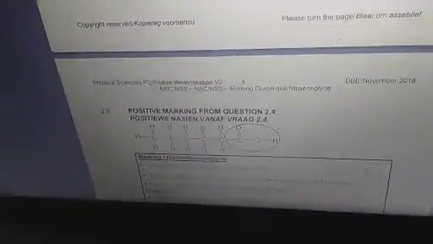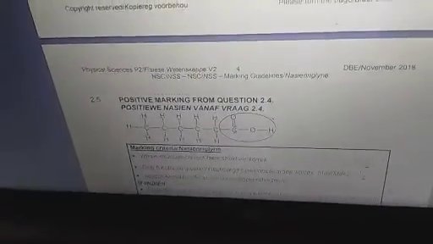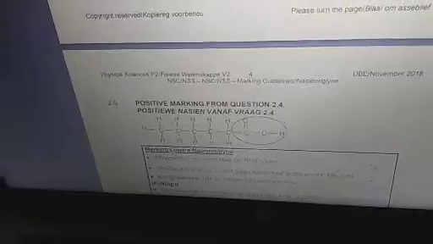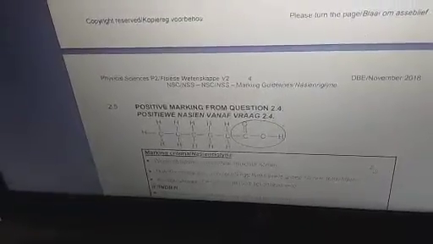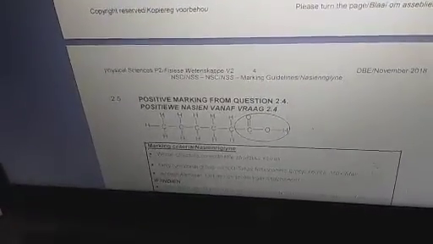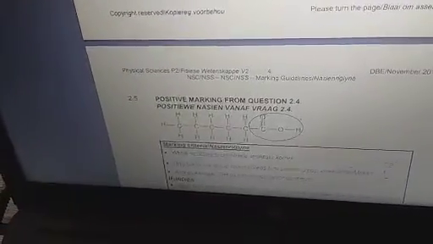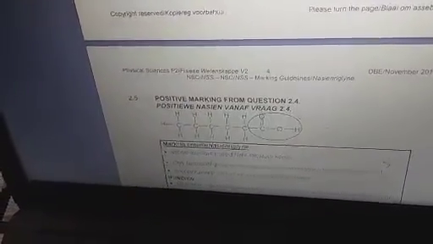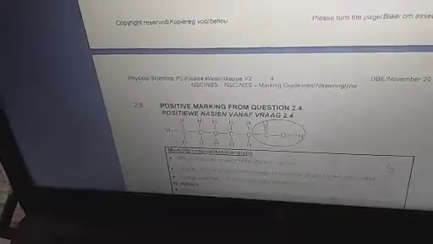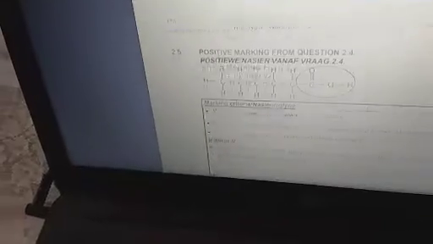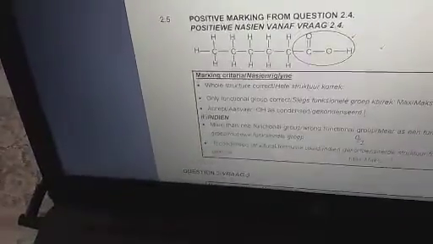Then, drawing the structure of an acid, it has to have 6 carbons: 1, 2, 3, 4, 5, 6. But it's an acid, so we have to have a hydroxyl group here, and a double bond of oxygen and carbon, and everything else is what we normally have. So that's what it is, guys.